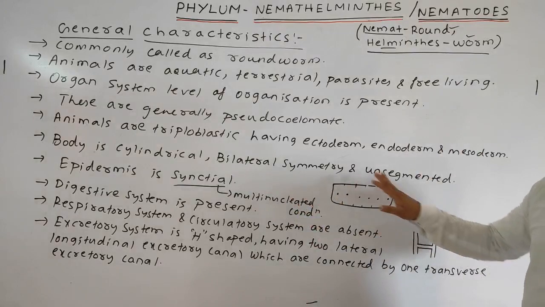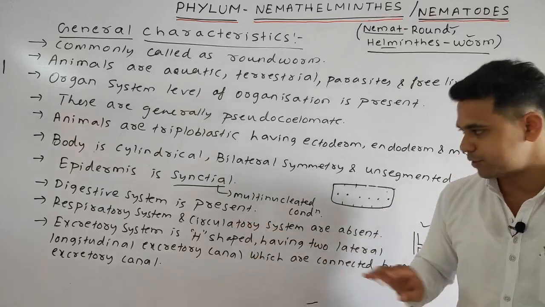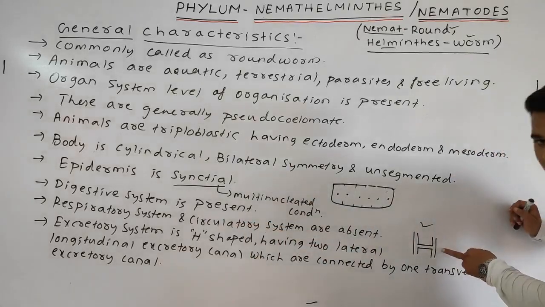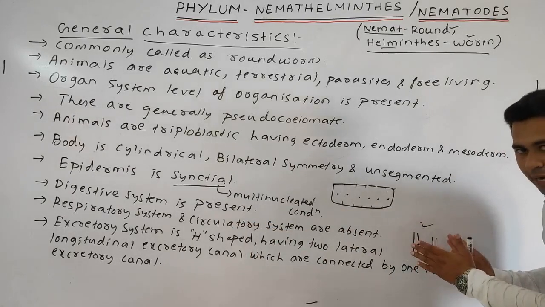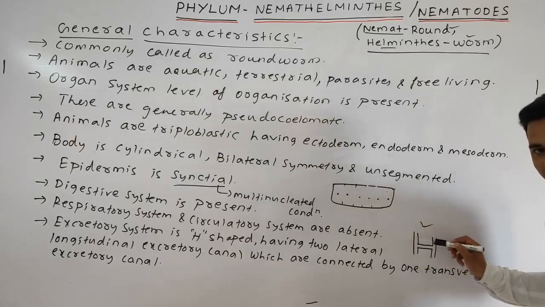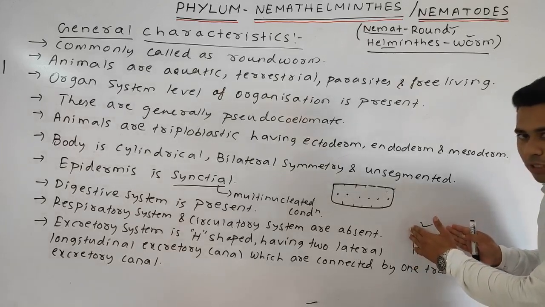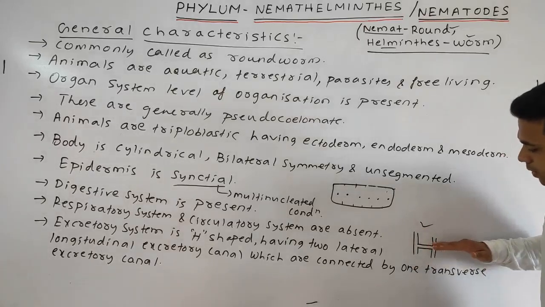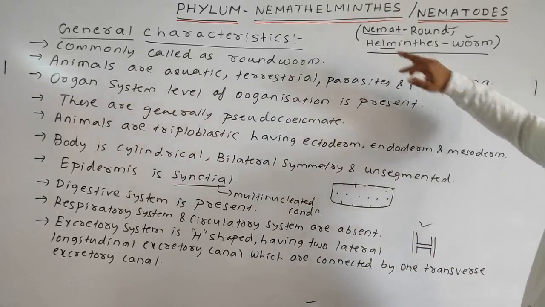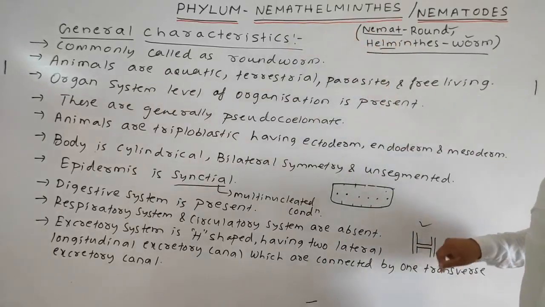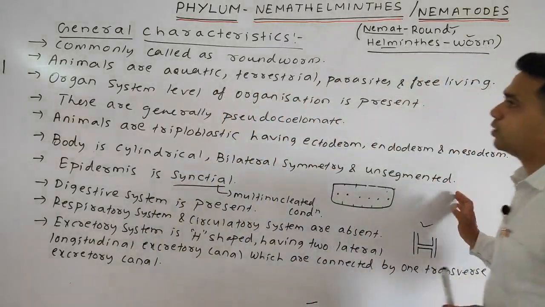Epidermis is syncytial, you know, means the multinuclear condition. Digestive system is present, but the respiratory system and the circulatory system are absent. Whereas the excretory system is somehow H-shaped. How is it H-shaped? Means it has two lateral longitudinal excretory canals, which are connected by one transverse excretory canal. Remember, two lateral longitudinal excretory canals are present, which are connected by one transverse excretory canal. That is why the excretory system of the Nemathelminthes is somehow H-shaped. Okay students, so these are some general points of the Nemathelminthes, please note down.